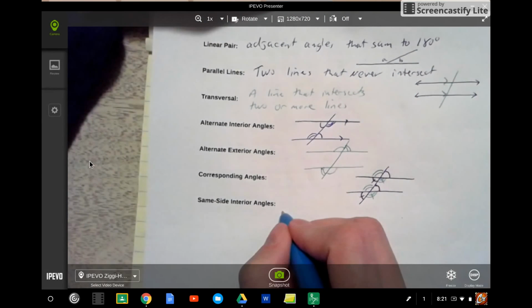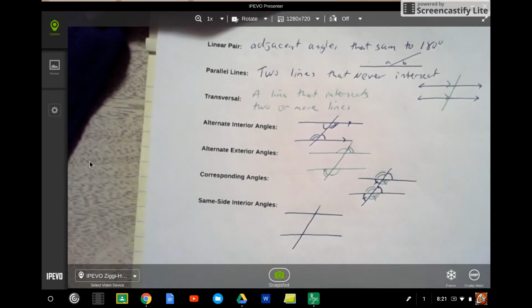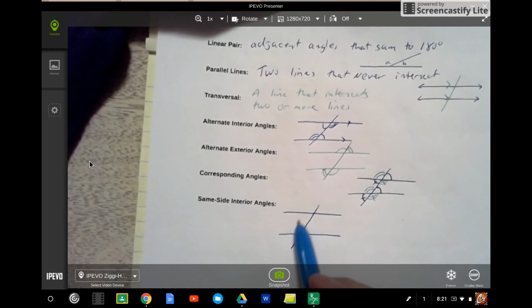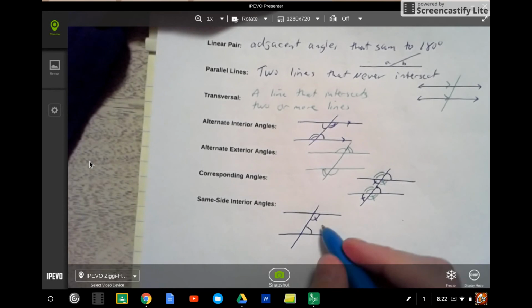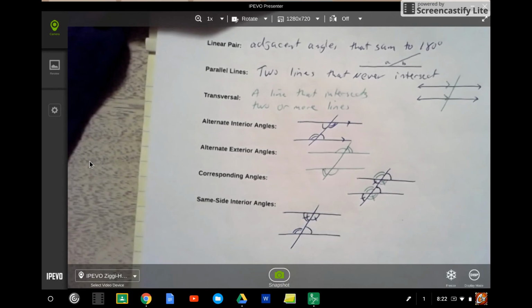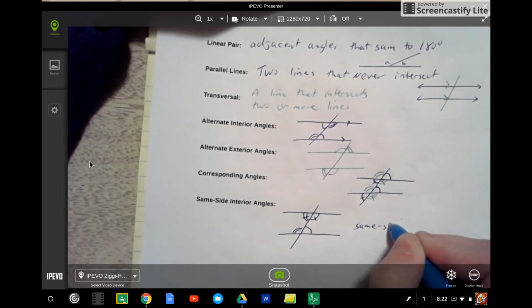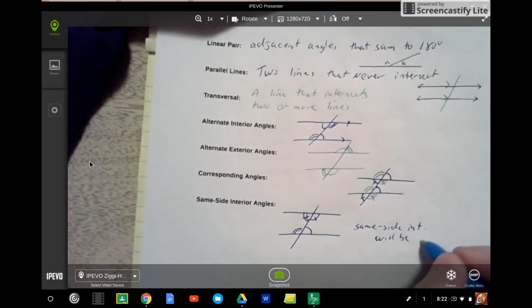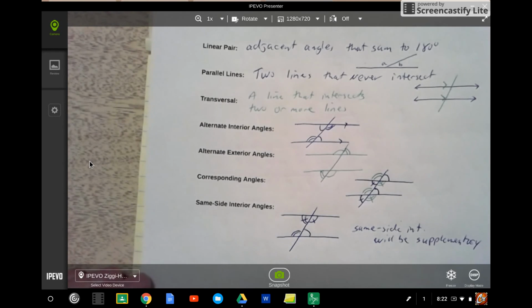And same side interior. Same side interior was a little different because remember, they're not going to be congruent to each other. So they're on the interior, so on the inside. And we get here and there. That's one set. And then here and here is the other set. And remember, same side interiors will be supplementary. Okay, so there's a few vocabulary words to learn.